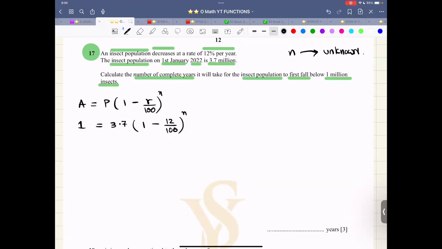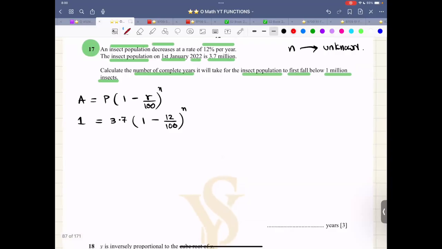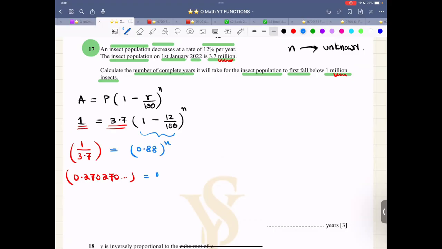So now when n is unknown, what will happen? Let's see. First thing first, since you see a million over here and a million over here, even if I write those zeros of million, they would cancel out. That's why I did not bother writing it. 1 divided by 3.7 comes out to be 0.270270 and so on. And on the right-hand side, 1 minus 12 over 100 is 0.88, raised to the power of n.